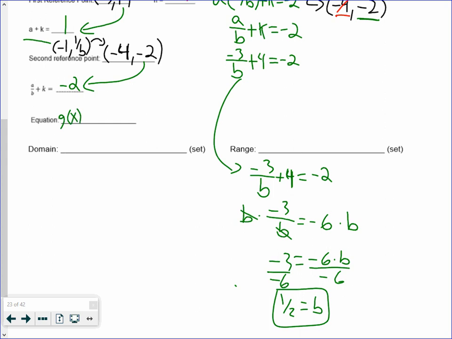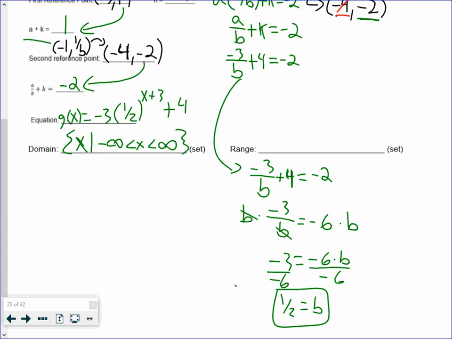So g of x will equal our a term of negative 3 times our b that we just solved for, 1/2, raised to the x minus h, or x plus 3, since x minus negative 3 is x plus 3, and then plus our k value of 4. Our domain in set notation is going to be every x value such that negative infinity is less than x, which is less than infinity.